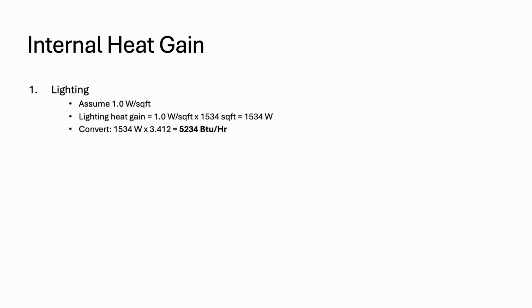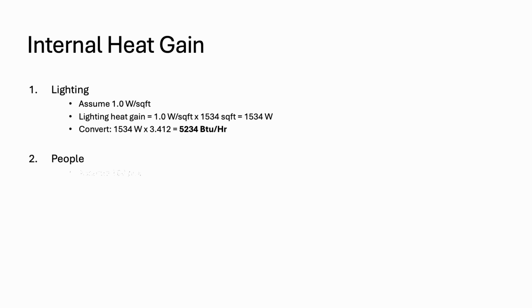Once we are done with the external heat gain, we need to account for the internal heat gain. First is the lighting. Assume the lighting heat gain is 1.0 watt per square feet. So the lighting heat is about 1500 watt. Convert watt to BTU per hour, get about 5200 BTU per hour.